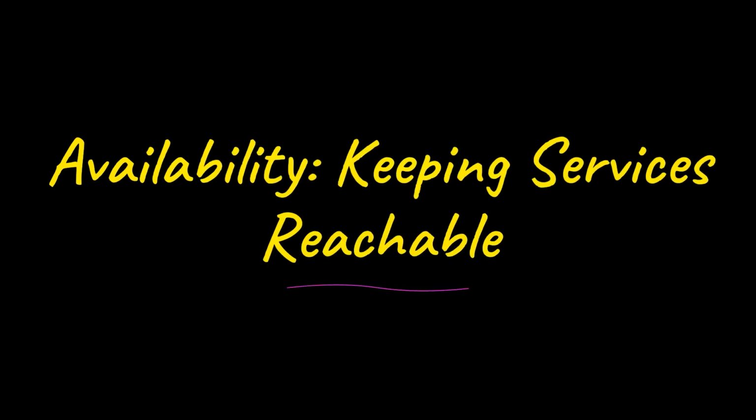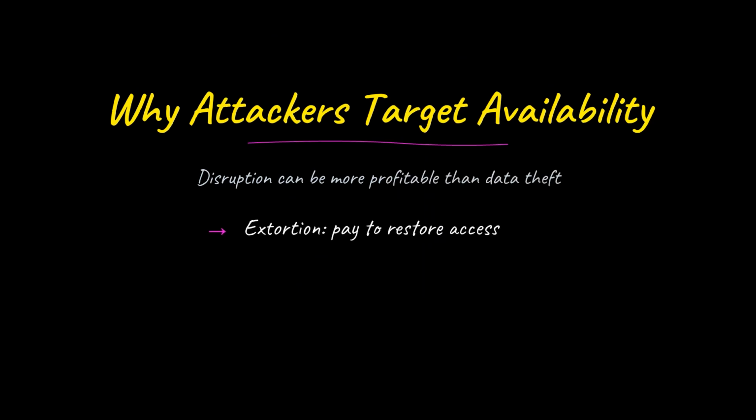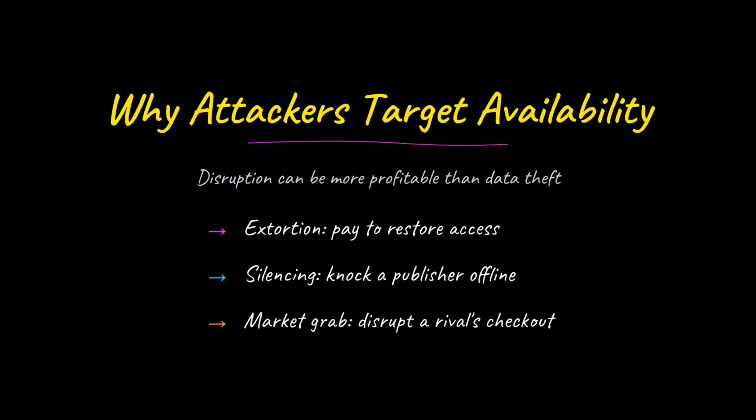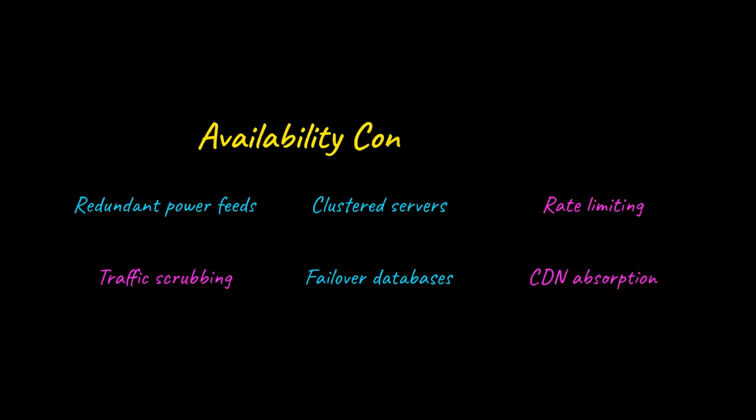Availability is the CIA triad property that ensures data and services remain reachable when users need them. While it often gets less attention than confidentiality and integrity, its loss is the most immediately visible to users and the most costly to a business. Attackers learned early that destroying a service is often more profitable than stealing data. A criminal can extort a target, a political adversary can silence a publisher, and a competitor can grab market share by disrupting a rival at a critical moment.